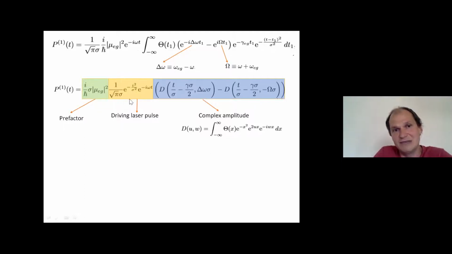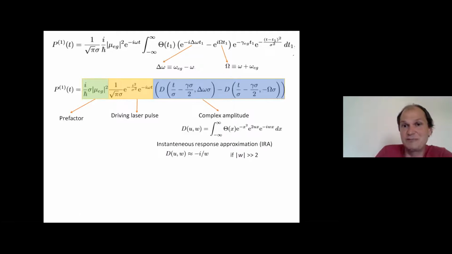Here is the driving laser pulse. This is the Gaussian pulse we used before. And this is just some complex function, which is defined by this integration. So it changes the amplitude and the frequency of this driving laser pulse. The only thing that has to be evaluated is a complex amplitude, which is actually fairly easy because if these two numbers are pretty high, if it is higher than 2, it can be approximated by just i over this W.